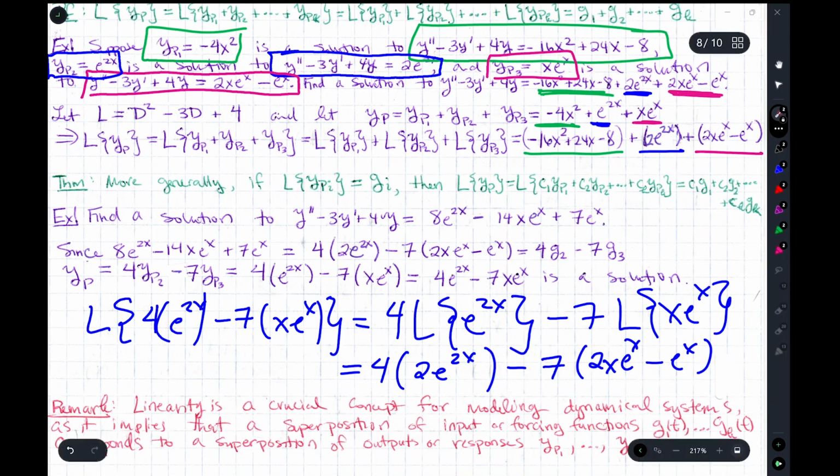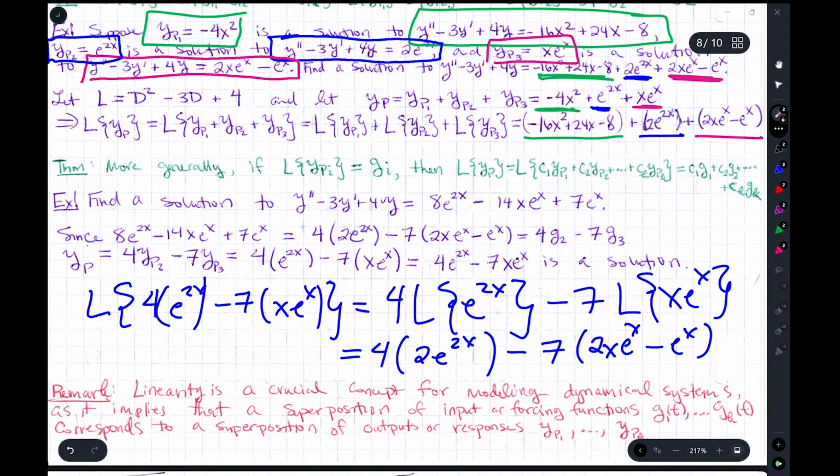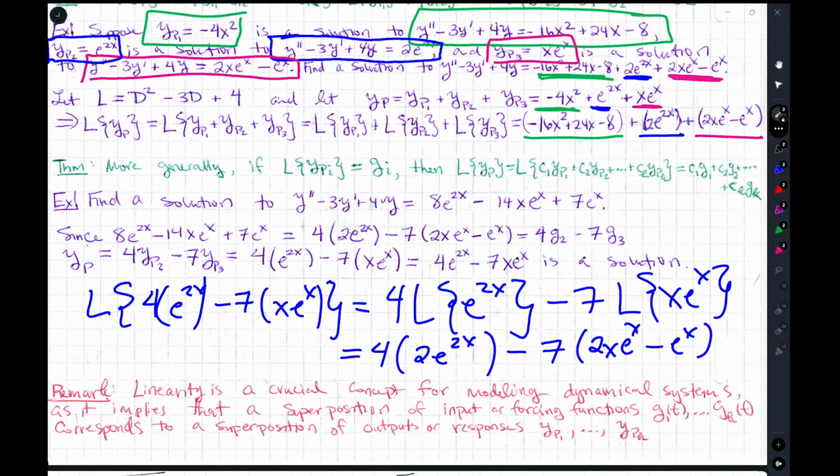So I end with a remark here. Linearity is a crucial concept for modeling dynamical systems, as it implies that a superposition of input or forcing functions corresponds to a superposition of outputs or responses. So you could have something like a forced spring or a source in a circuit. What this superposition principle tells us is, if we know a particular solution to one input, one force on, say, the spring, and now suppose we put a completely different input, a completely different G, and we know the response of the system, so we know a particular solution to that G.